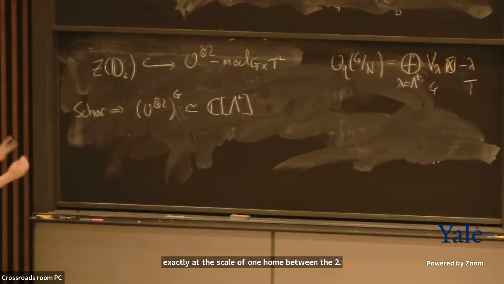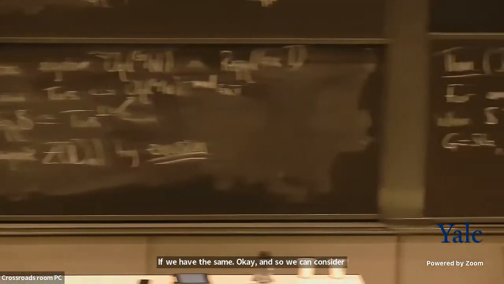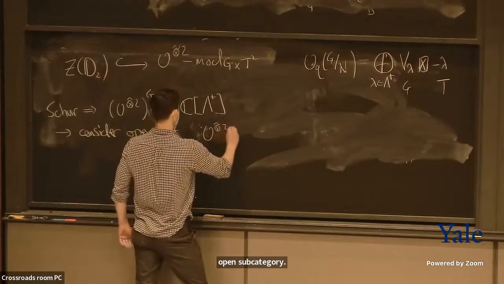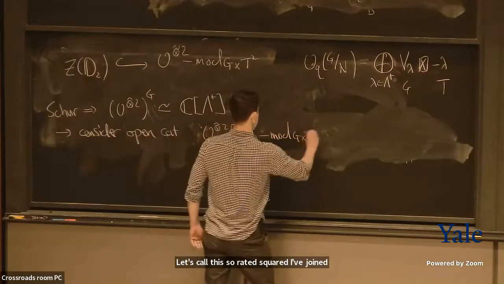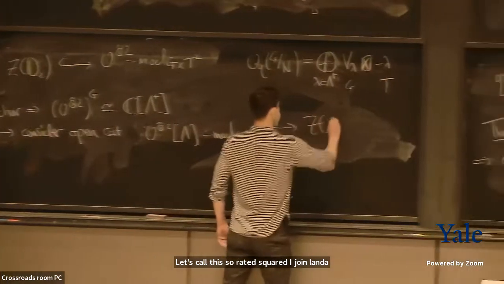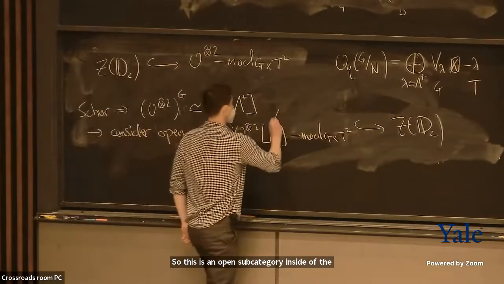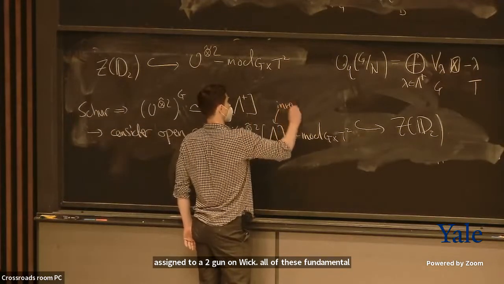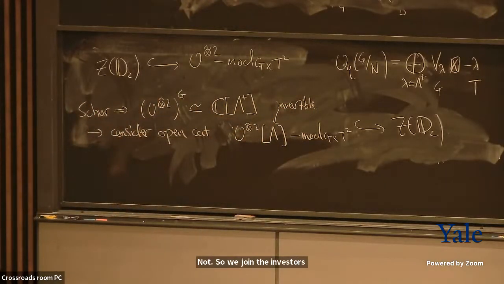Okay, and so we can consider an open subcategory. Let's call it O braided squared adjoin lambda modules. So this is an open subcategory inside of the category assigned to a two-gon, on which all of the fundamental weights act invertibly. And so we join the inverses of all these fundamental weights, and look at the modules in which they act by something invertible.